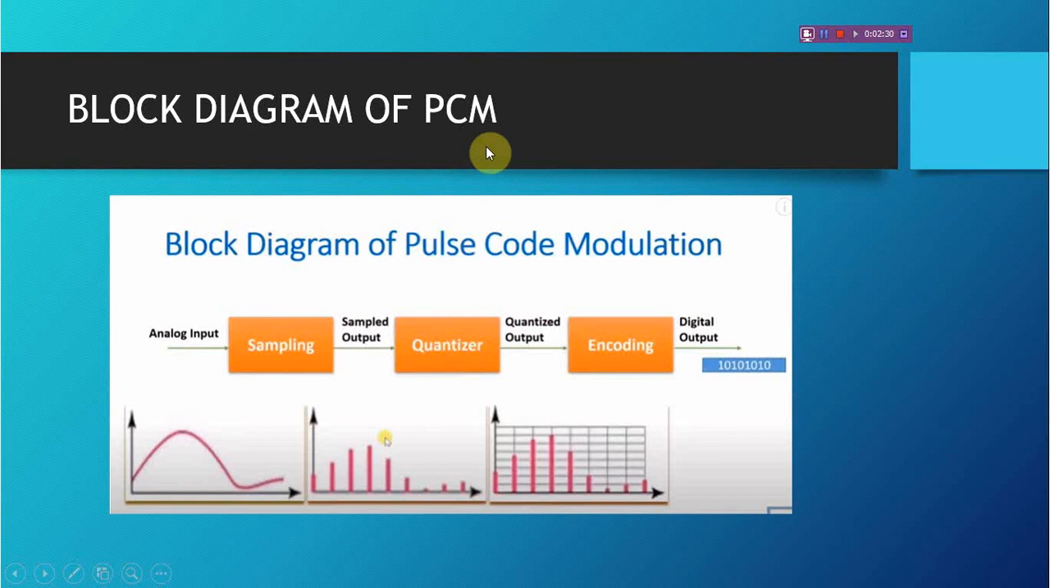Now the block diagram of PCM. First of all, the analog input goes for sampling. Then after sampling, the sampled output is processed with a quantizer. Then the quantized output goes for the encoding process. Then the digital output is generated. So these three, sampling, quantizer and encoding, are the processes of pulse code modulation. Let us discuss these processes one by one.